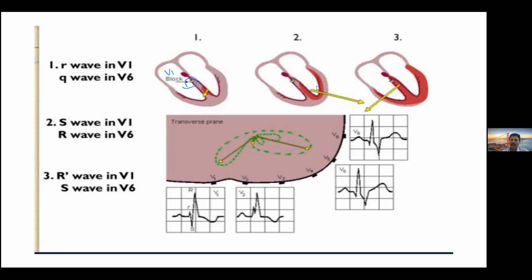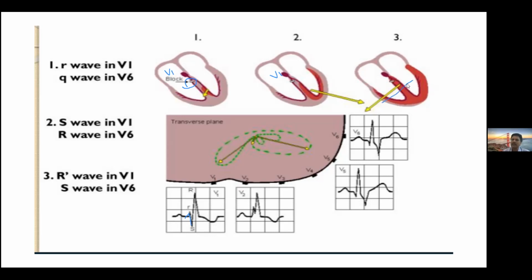Then the conduction happens from this area towards the apex. We are looking from V1, and the conduction towards the apex is away from V1, which means there is going to be a negative wave. See here in the bottom of the figure, there is an S wave after the initial R wave. And from there on, the third part of the conduction, because the right bundle is not conducting, goes from the left ventricle through the muscle junction to the right ventricle.